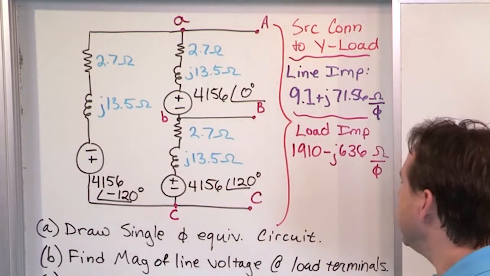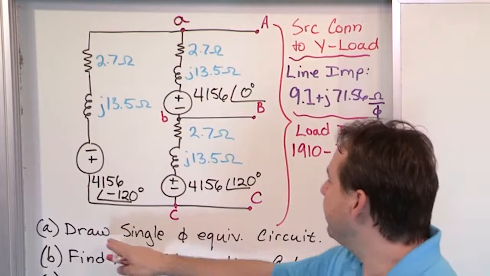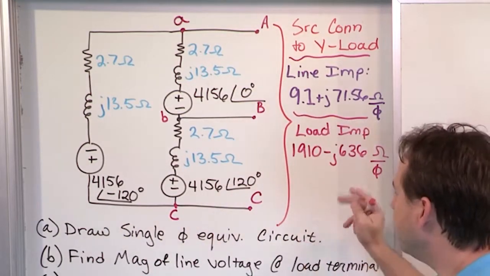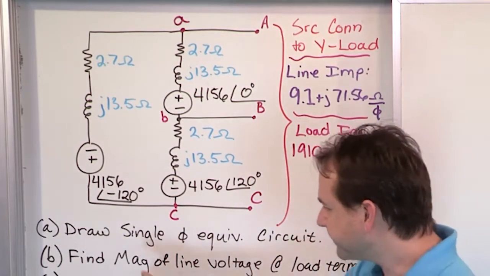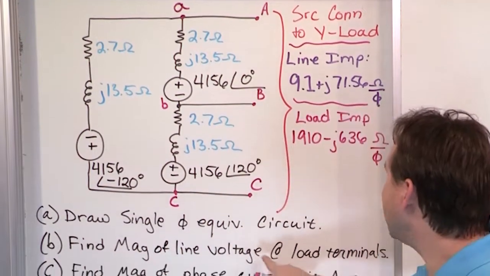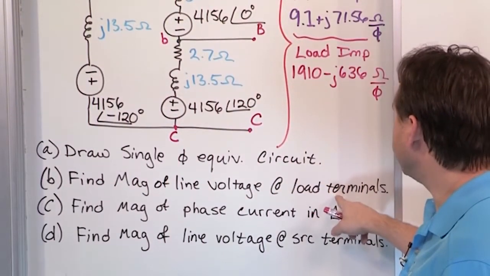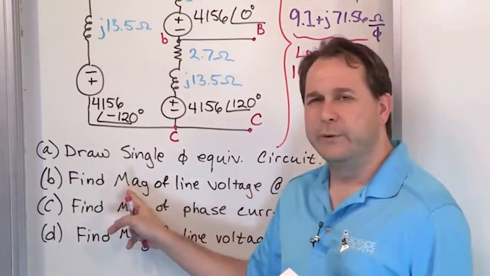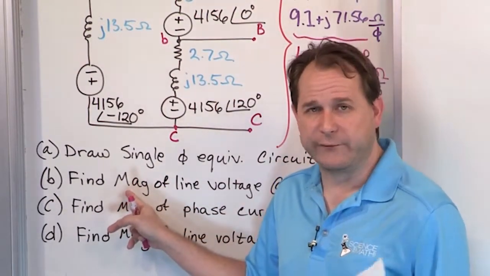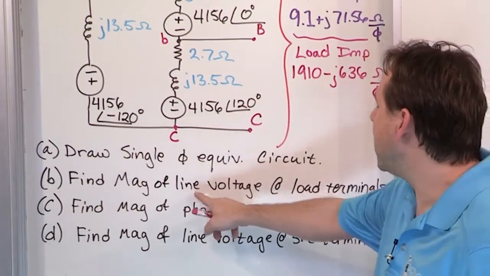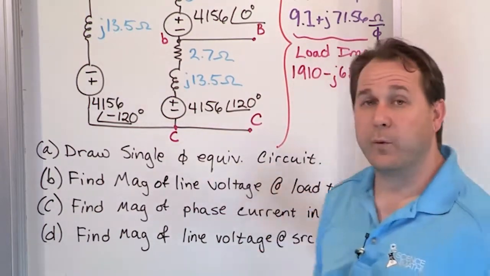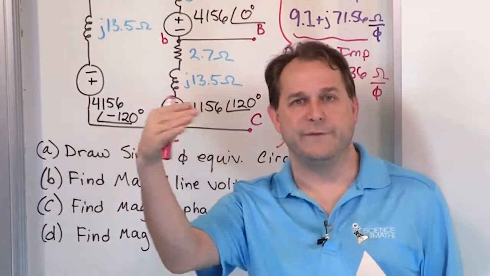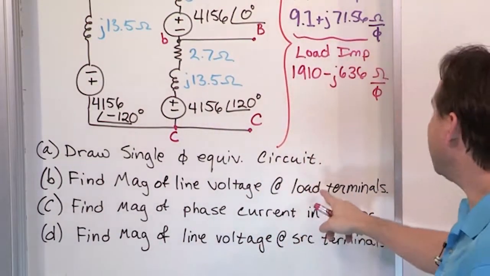Now let's take a look at what we're actually asked to find. First step is draw a single-phase equivalent circuit. We know how to do that. We'll do it in a second. And we want to find the magnitude of the line voltage at the load terminals. Now you see why terminology is so important. Magnitude means we don't care about the phase angle of whatever we're asked to find. And we're trying to find the line voltage, which means line-to-line voltage, so VAB for instance, but at the load terminals.